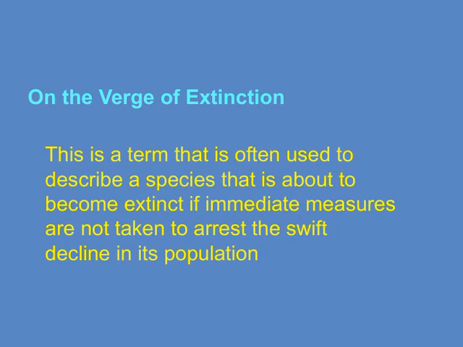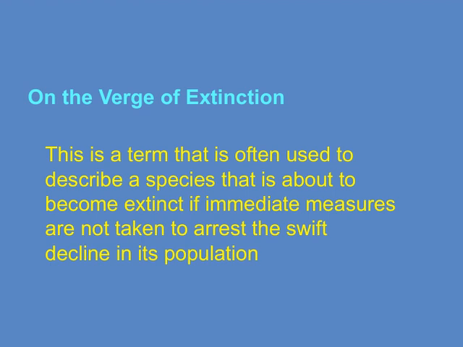When we talk about being on the verge of extinction, we're referring to species that are teetering at the edge of disappearing completely. This means their populations are declining so rapidly that, without prompt action, they could vanish from our planet entirely. It's a critical warning sign, highlighting how urgent it is to implement conservation measures now.